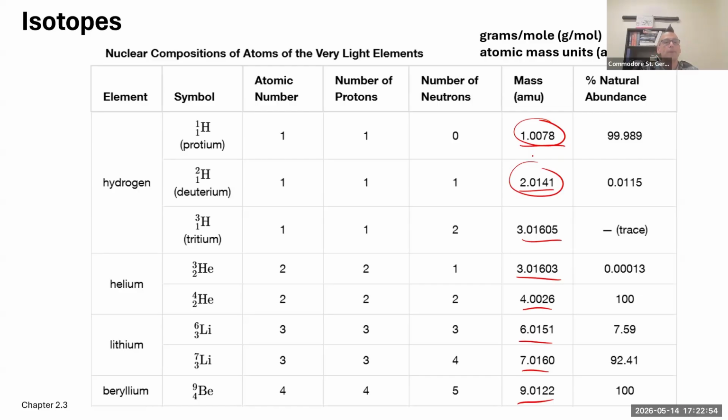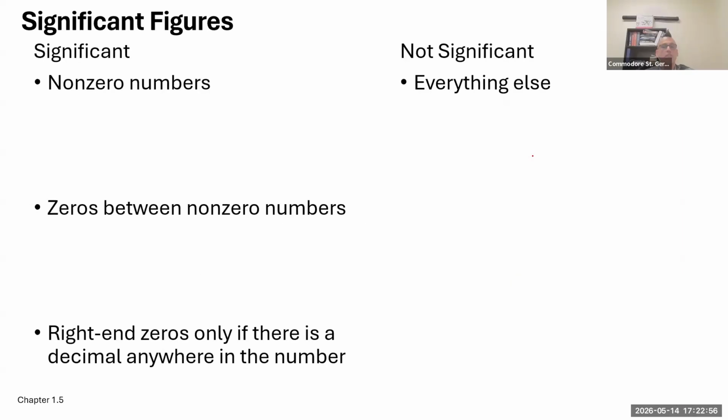All right. Okay. Here's some rules for significant figures. Things that are significant: anything that's not zero, right? Basically 1, 2, 3, 4, 5, 6, 7, 8, 9. Those are all significant. Zeros between non-zero numbers. Well, we know that, 1, 4, 7, there's 3 sig figs.